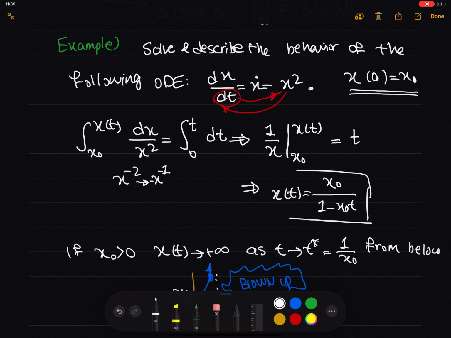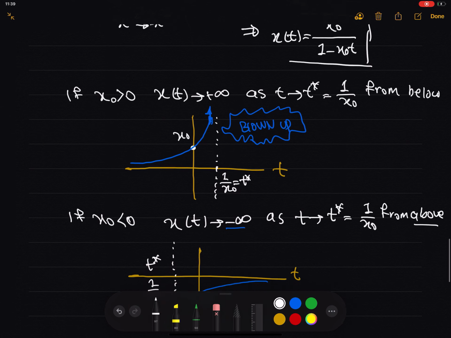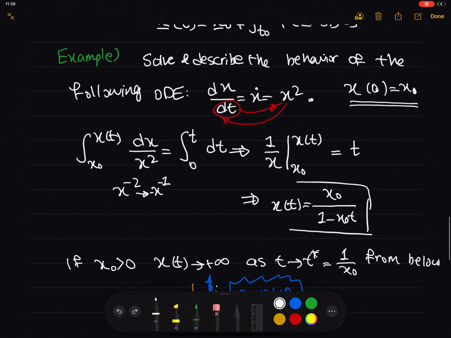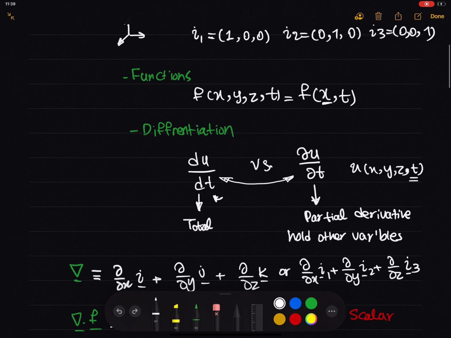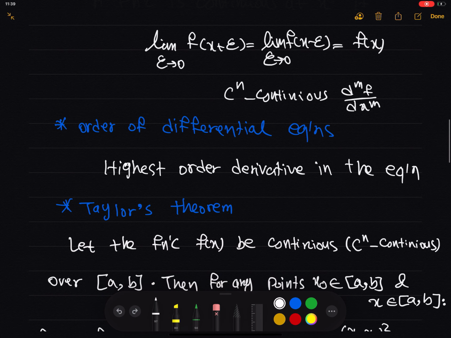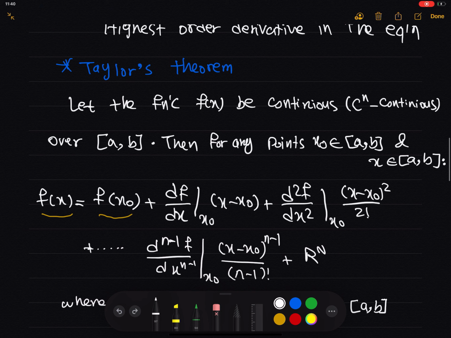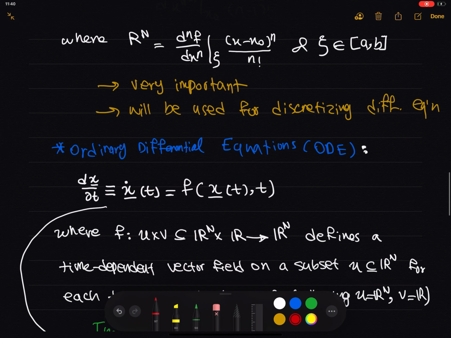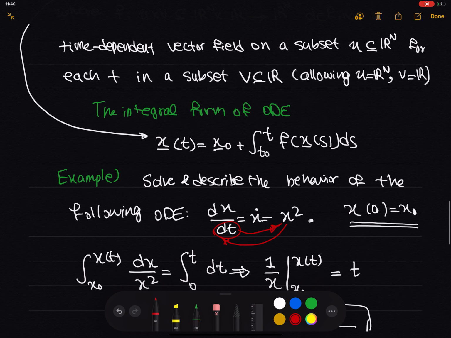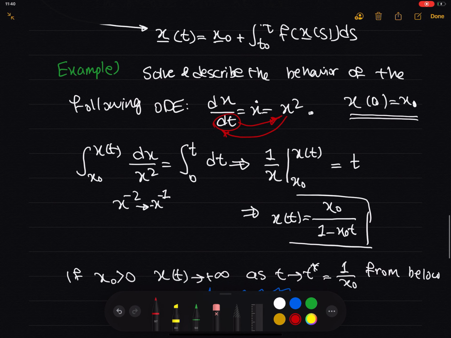So next time I'm going to go through this introduction of the notations. So let's go through it very quickly. We started with some notations, and then we talked about function continuity. We talked about order of differential equations, Taylor's theorem, which is a very important topic. And then we talked about ordinary differential equations, or ODEs, the integral form of that, and just one example.